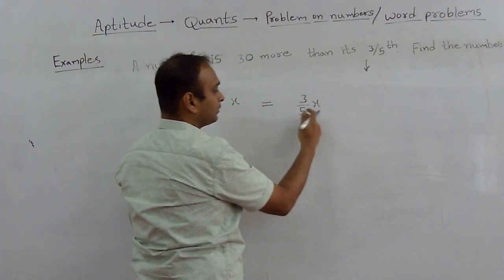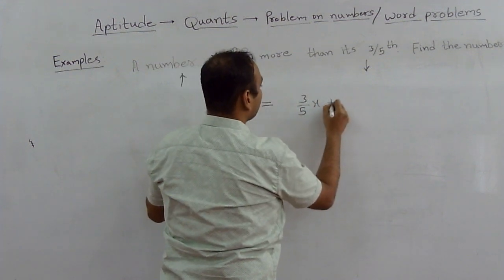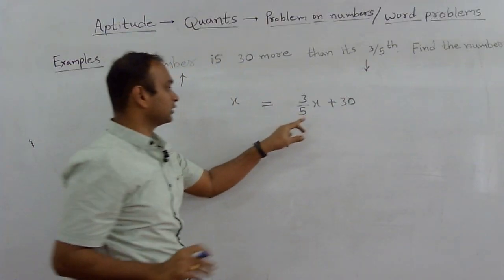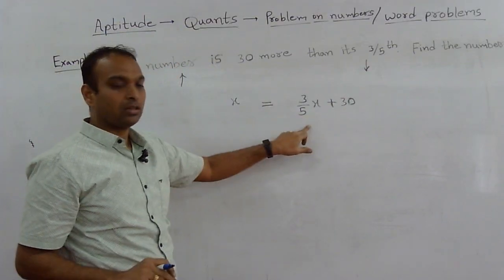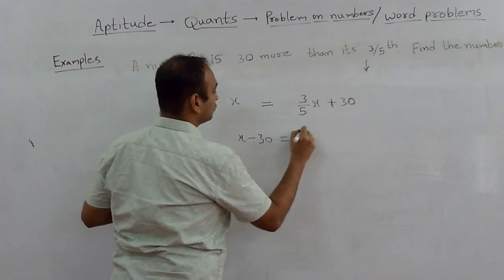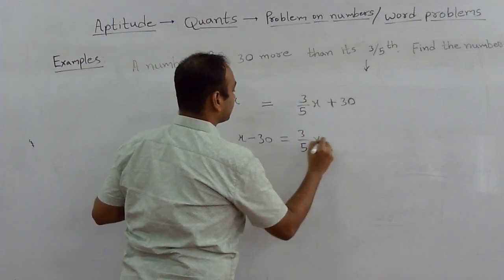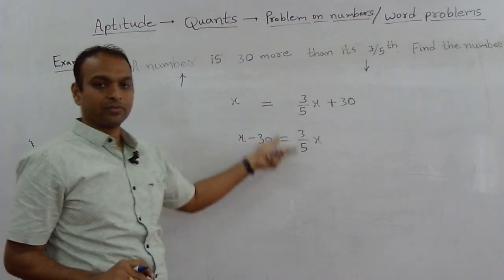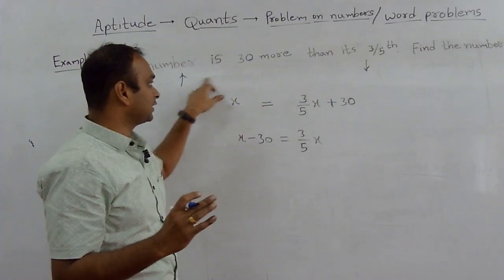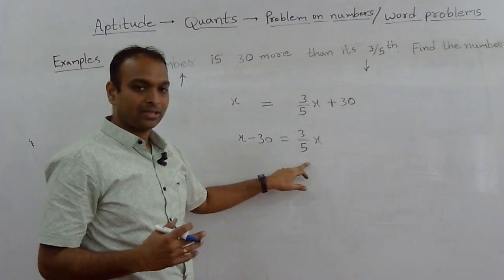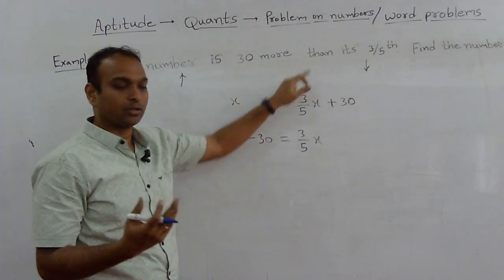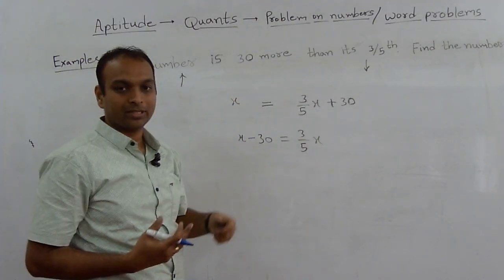So if this is smaller, 3 by 5x, then we need to add 30 to this so that this will become equal, or we need to subtract 30 from x to make it 3/5 of x. So both ways the equation will remain the same. It is only a matter of how you consider it and how you solve it. So once you get this equation, we can easily solve. So you can read it again and again and try to form this equation, try to understand it.